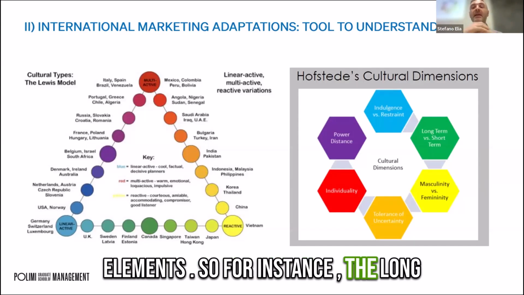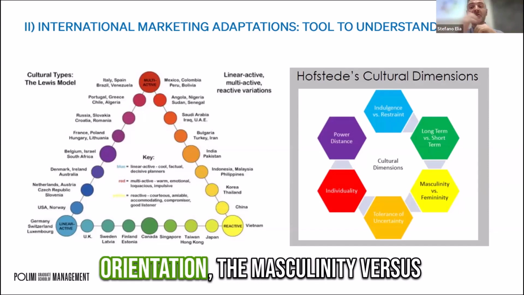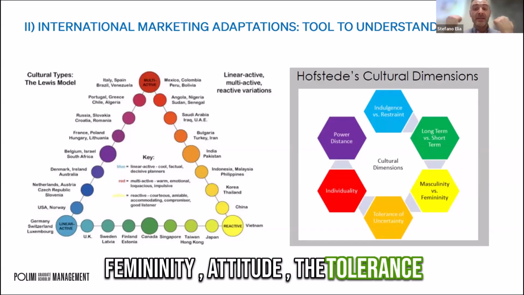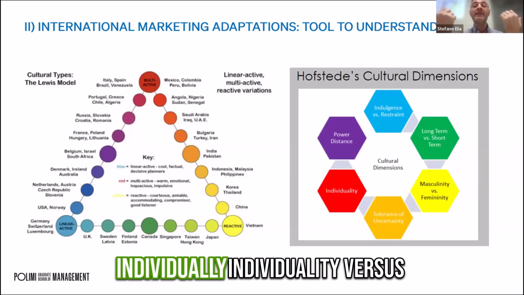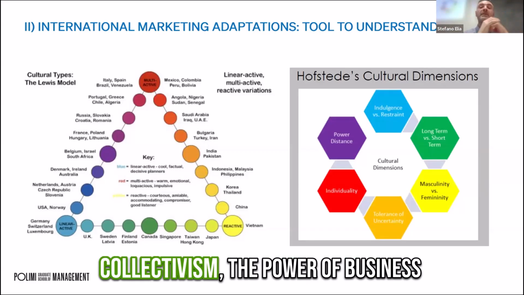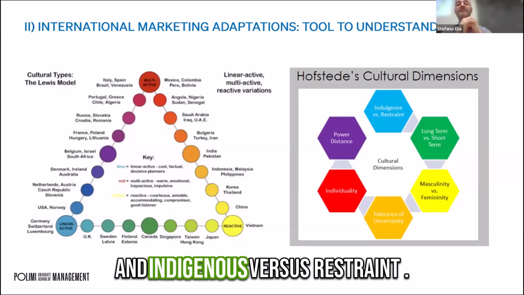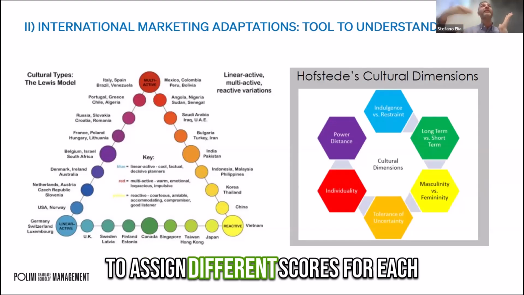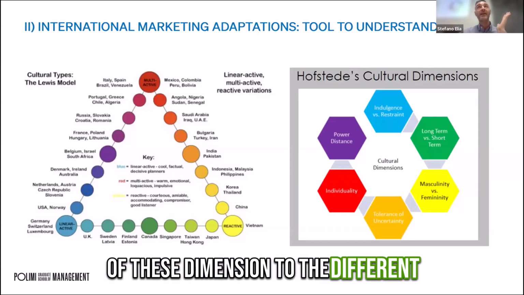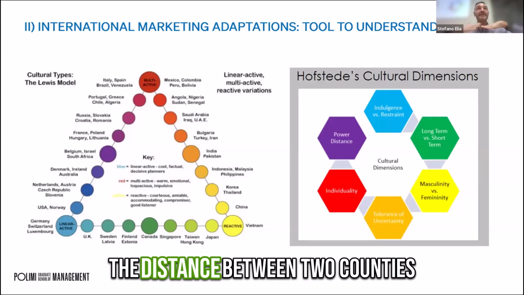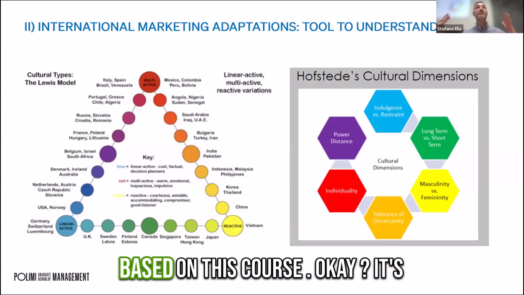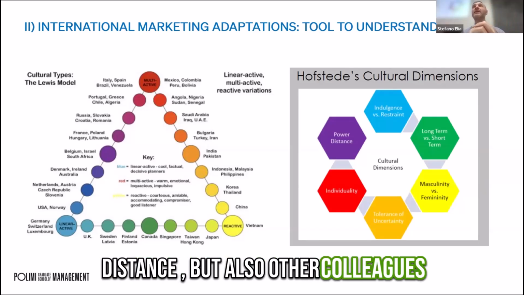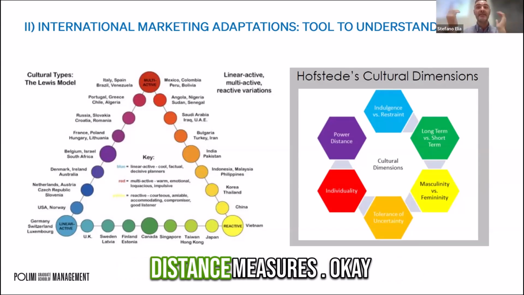So, for instance, the long-term versus short-term orientation, the masculinity versus femininity attitude, the tolerance of uncertainty, the level of individuality versus collectivism, the power distance, and indulgence versus restraint. Okay, so basically what he did is to assign different scores for each of these dimensions to the different countries, and then you can compute the distance between two countries based on these scores. It's called the Oxford cultural distance, but other colleagues like Jonathan Doe also developed some distance measures.